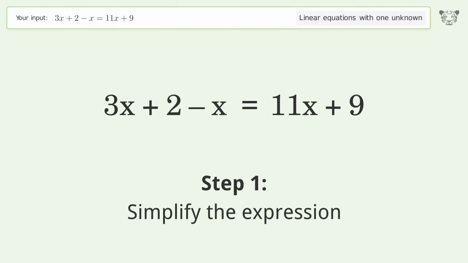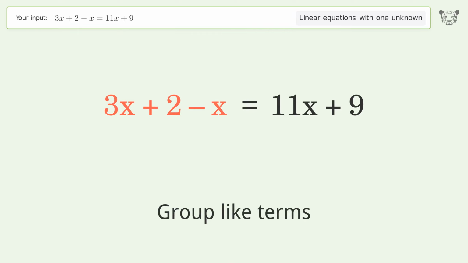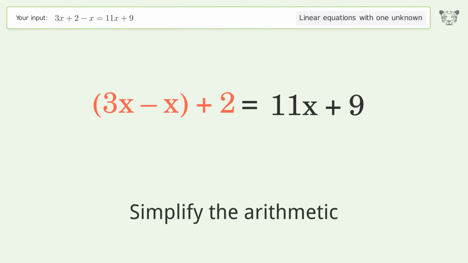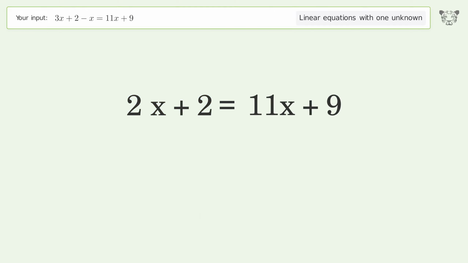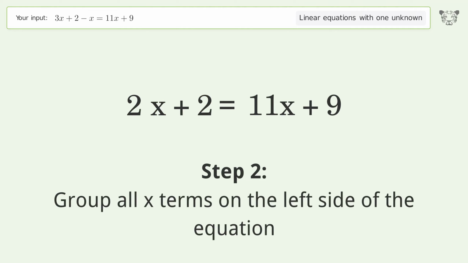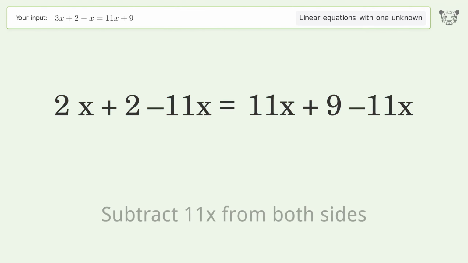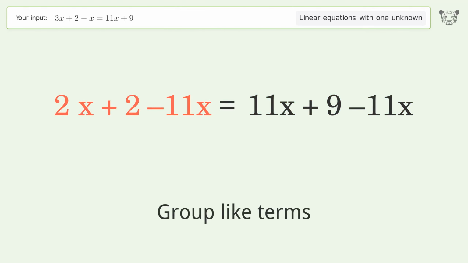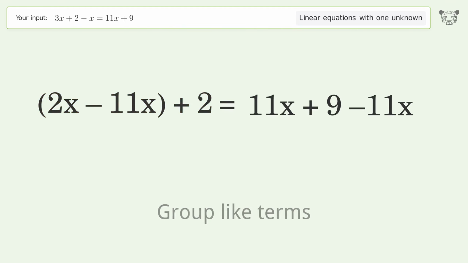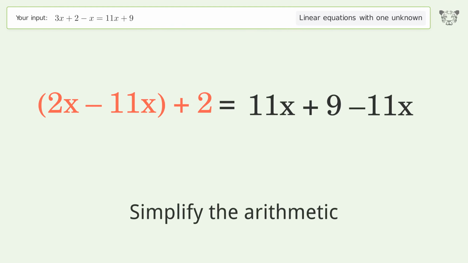Simplify the expression. Group like terms. Simplify the arithmetic. Group all x terms on the left side of the equation. Subtract 11x from both sides. Group like terms. Simplify the arithmetic.